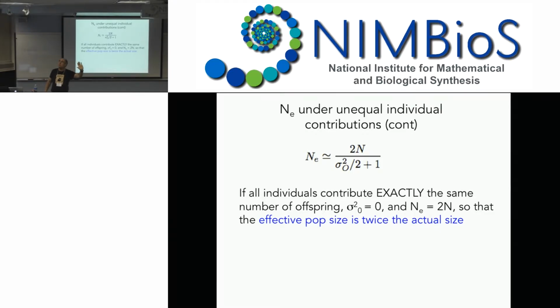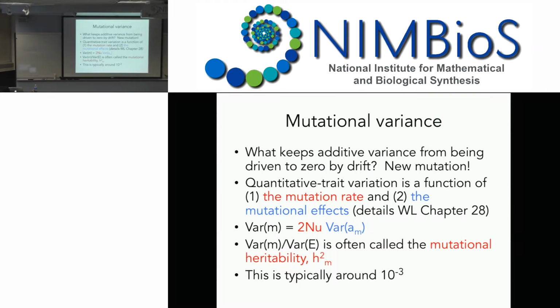So we've talked about drift. So talked about additive variation being an important concept. We've talked about drift. And one of the things drift does is removes additive variation. Well, obviously something pumps in additive variation, and that's mutation. This is the mutational variance. What keeps additive variation from being driven to zero by drift? New mutation. Now, if I look at DNA sequence data, a new mutation would simply be a new SNP or a new indel that arises.